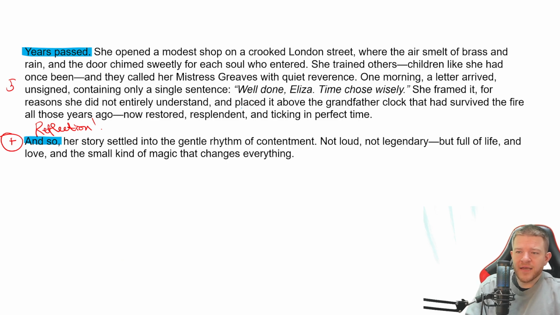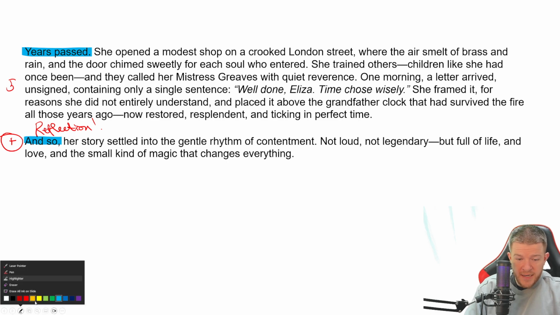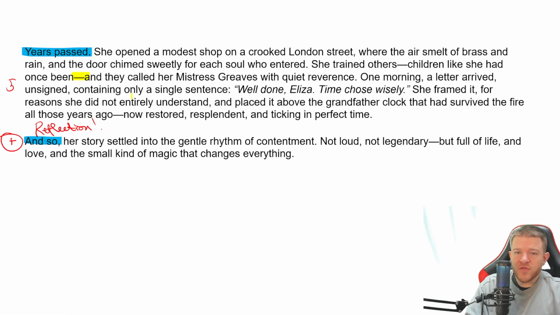And if we want to show off a couple of other things that we have done, we've got some really nice range of vocabulary. We've got these lovely parenthetical em dashes, which work as parentheses: children like she had once been. We've also got the other use of em dashes, when we're appending things, and a lovely use of a colon, which is accurate. We've got the quotation marks.